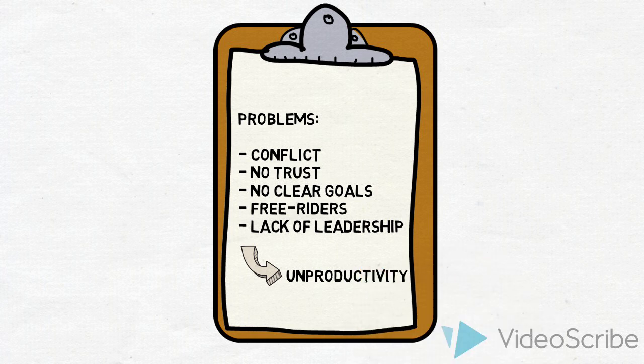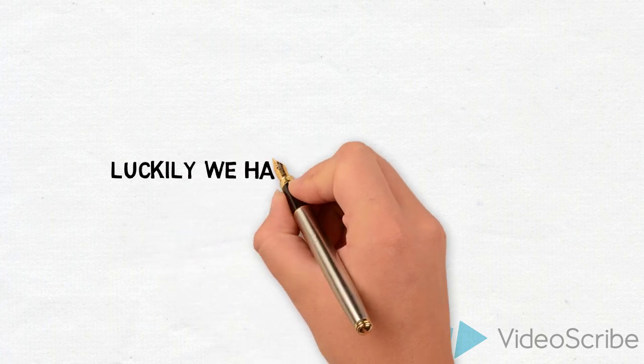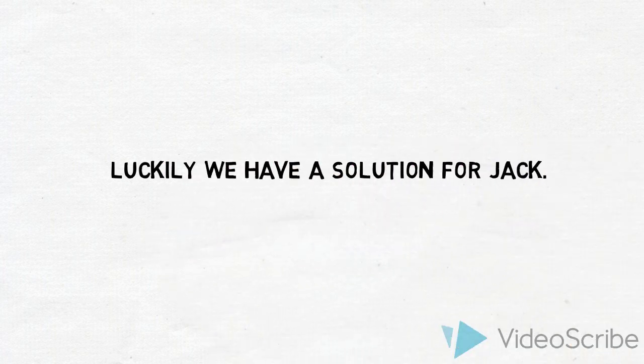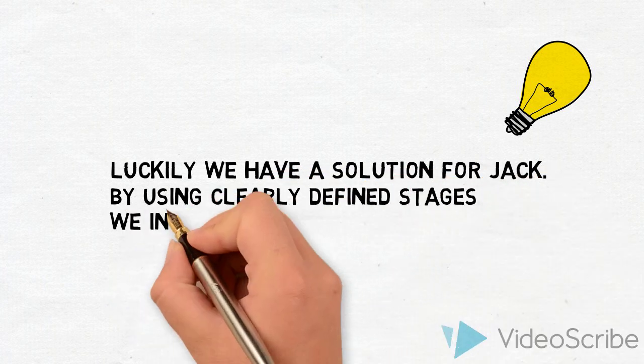In short, Jack is dealing with non-productive teams which are the cause for failing projects. This costs the firm a lot of money and has to change. Luckily, we have the solution for Jack. By using clearly defined stages, we introduced the Tuckman model to create a highly productive team.